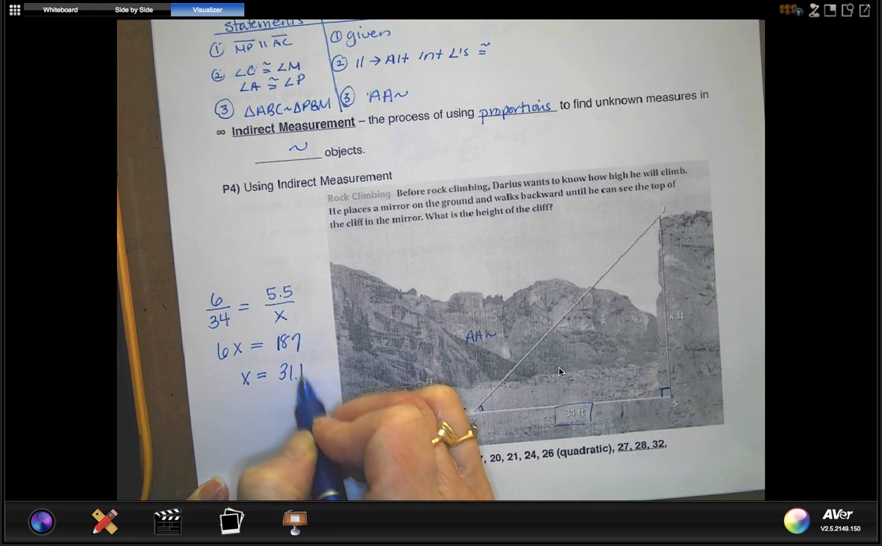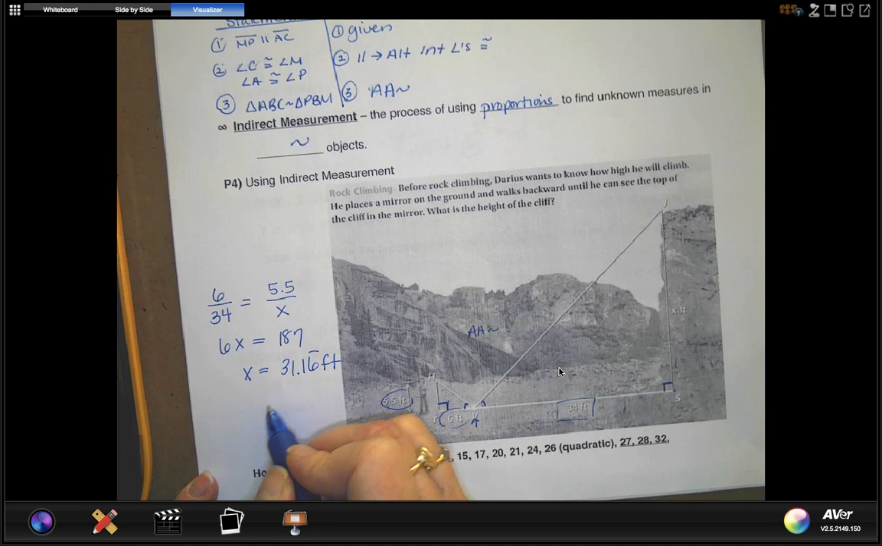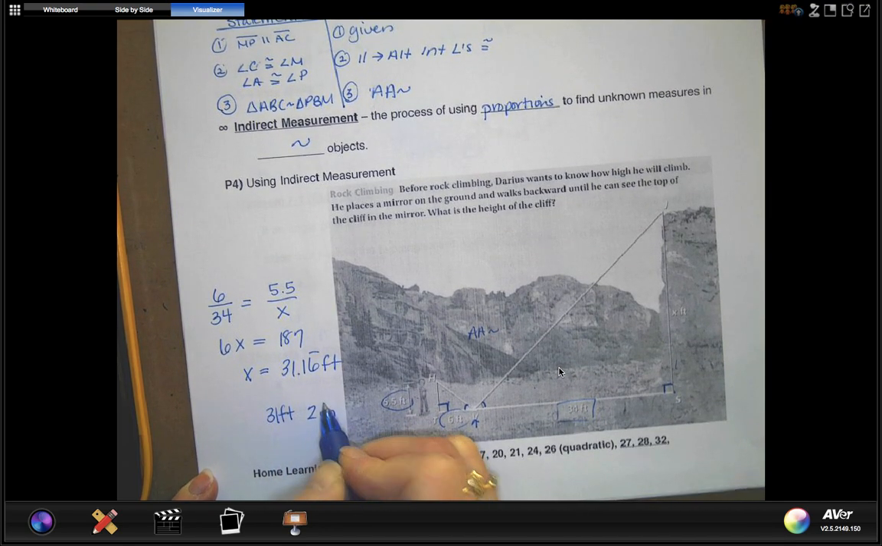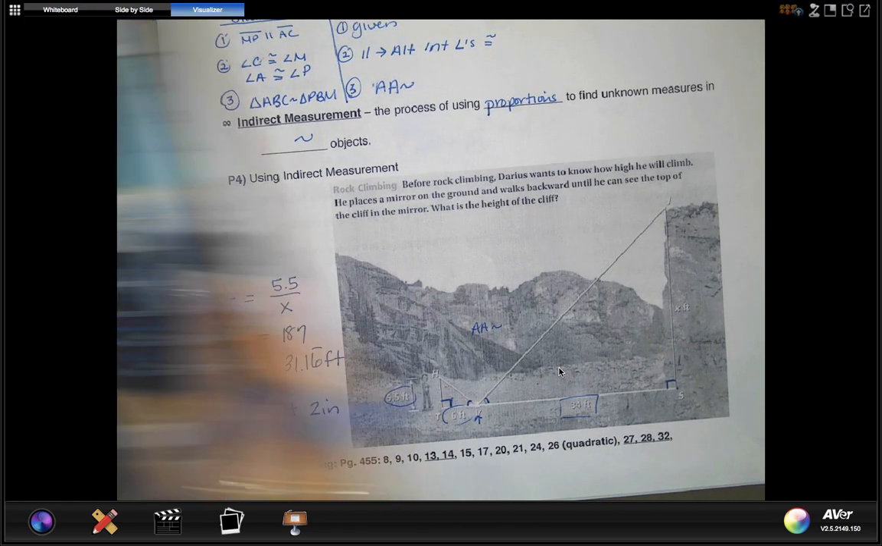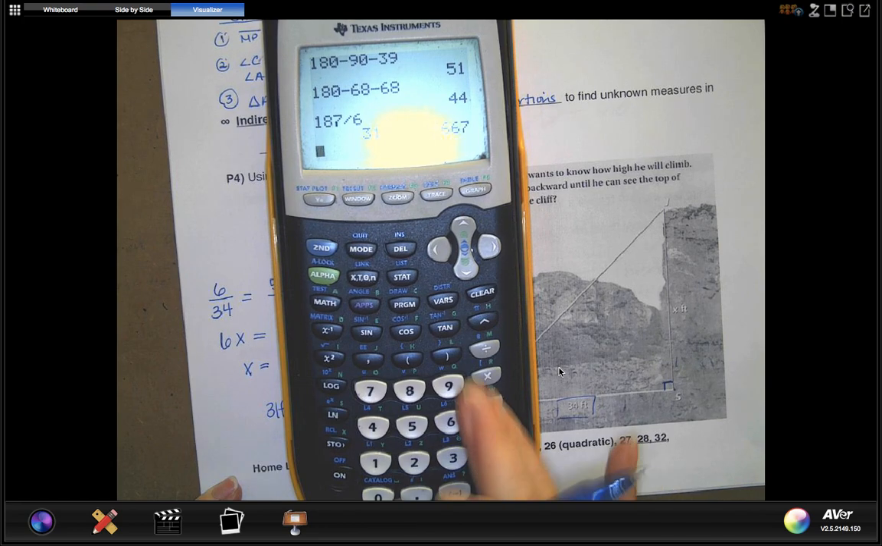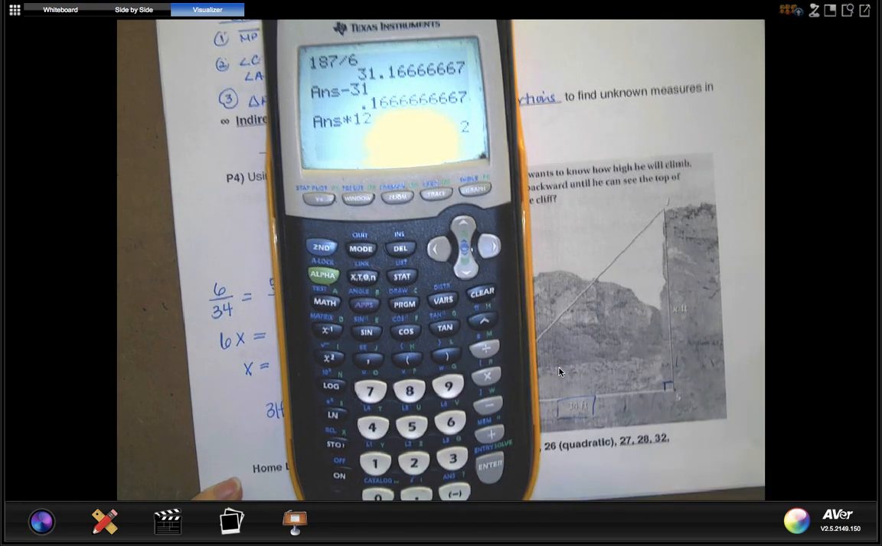We get 31.616 feet repeating, which is the same thing as 31 feet and 2 inches. Like if you just look here, if I do 187 divided by 6 minus the 31, so that number right there, if I multiply that by 12, that's my 2 inches, okay?